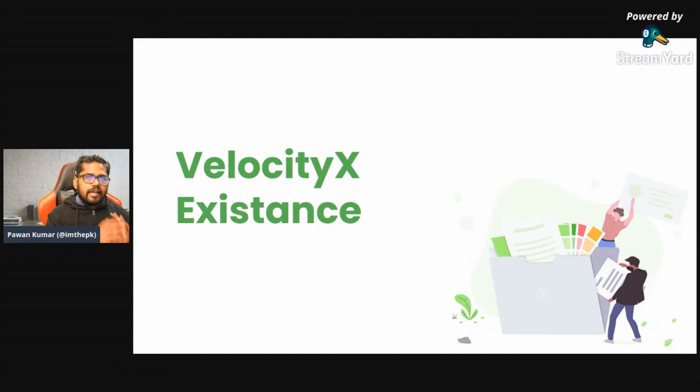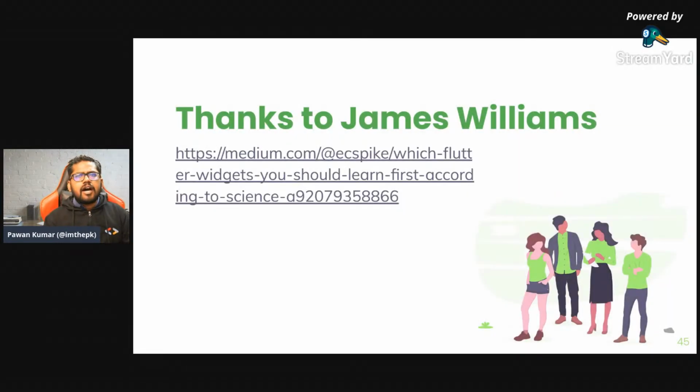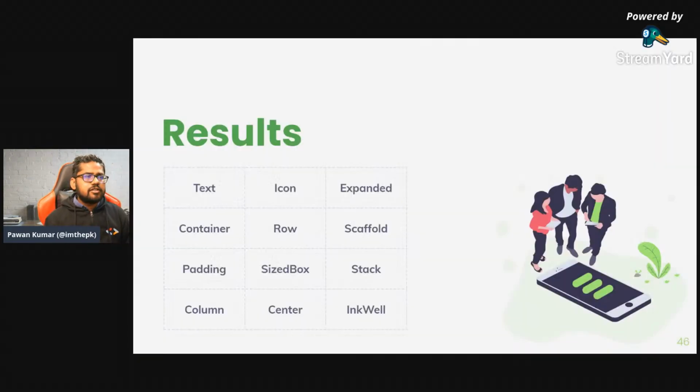Velocity X exists because of a question I asked myself: what widgets do we use the most? And there's a really good article by James Williams, available on Medium. You can ask me for the link anytime. It has some analysis of what people generally use. I'll just show you the results. Generally, most of the time people use Text, then Container, then Padding, Column, Row, Icon, SizedBox, Center, and all these things. So when we are using these kinds of widgets heavily, is there a way we can make it even easier? I'll show you what I mean by this.